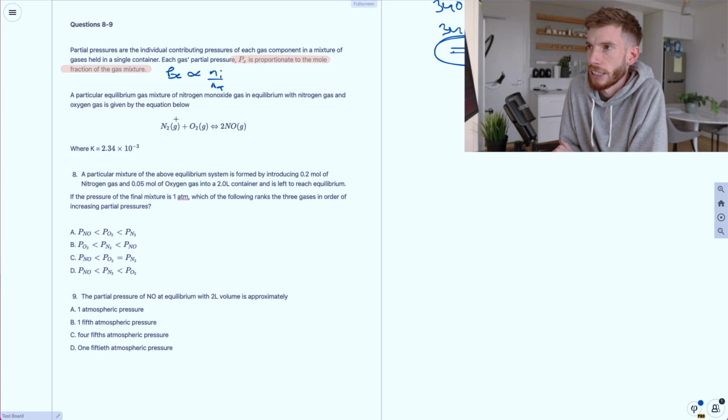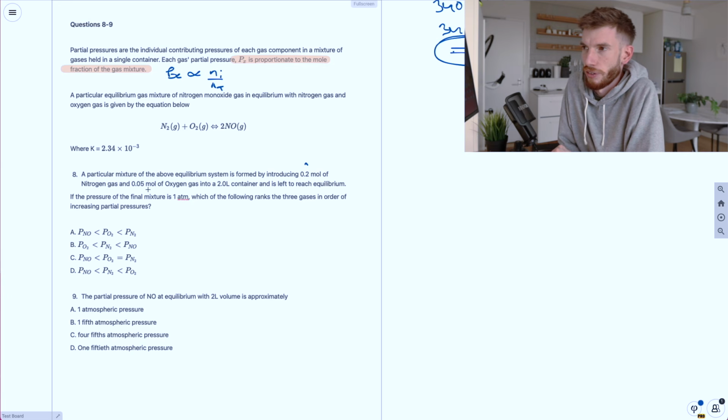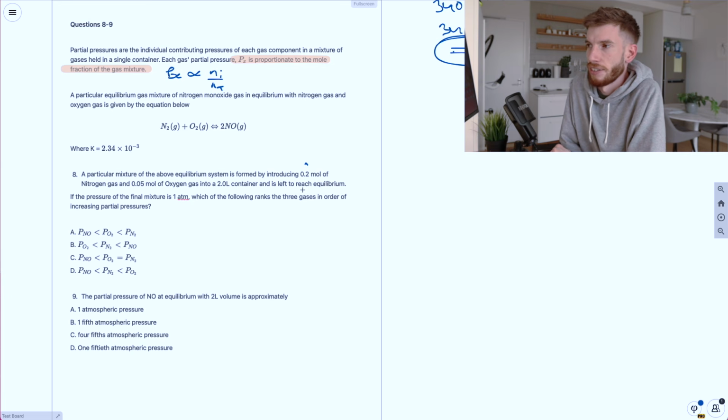We've got a particular gas equilibrium mixture of nitrogen monoxide with nitrogen gas and oxygen shown below. We've been given a K value as well. A particular mixture of the above equilibrium system is formed by introducing a number of moles of nitrogen and 0.05 moles of oxygen in a 2-litre container, and then is left to reach equilibrium.